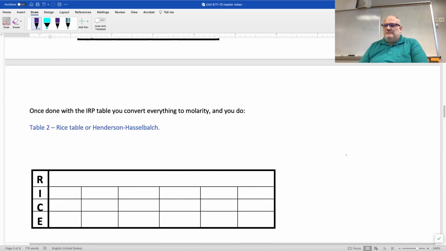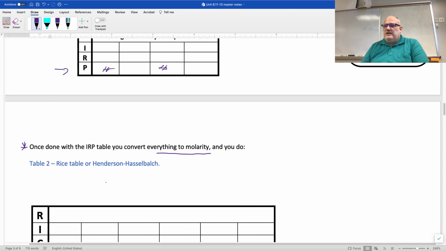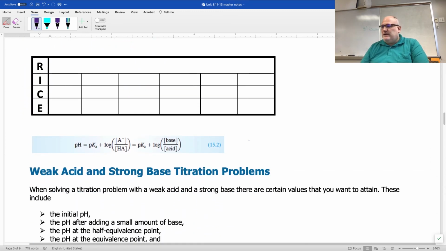The second table, and I cannot emphasize this enough, I'm going to star this. Once you've taken care of your IRP table, you're going to get a certain number of moles here and here, right? Those moles must be converted to molarity so that you can then move on and do the Henderson-Hasselbalch equation or RICE. Now, this is the Henderson-Hasselbalch equation. I'm going to refer back to it a number of times as we go through these problems. But the best way to tackle these problems is, of course, by doing these problems.